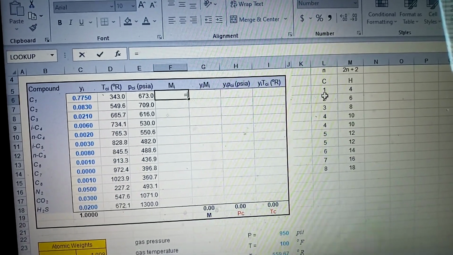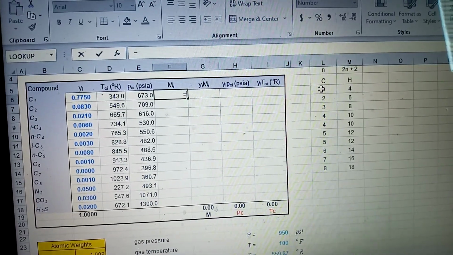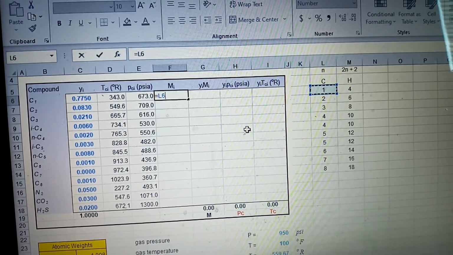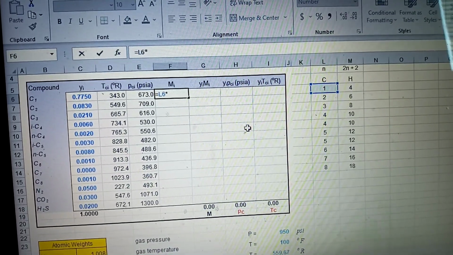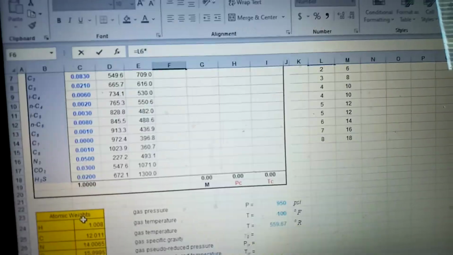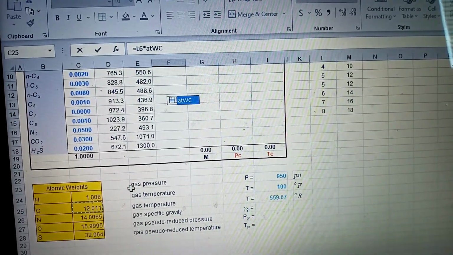I click on the number of carbon. You don't need to write 1 or 2. You just click on where you find that. That's where I find the number of carbon. Multiplied by the atomic weight of carbon. I do star. Then I move down there. I click on the atomic weight of carbon, which is 12. I click on that.